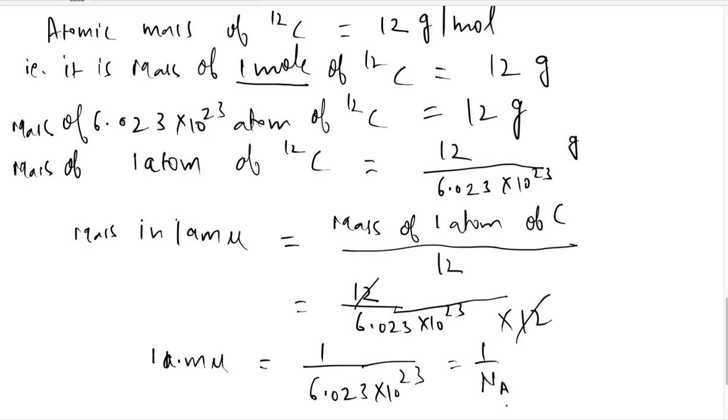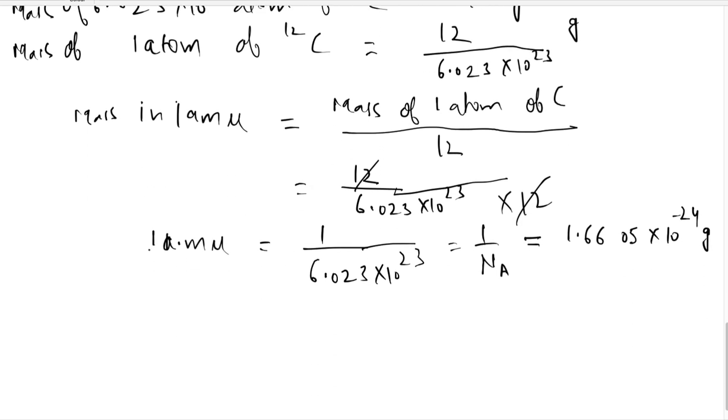It is the Avogadro number, I told you already. Okay, and if you want you can calculate this also. So this will be 1.6605 × 10^-24 gram. Okay, so if you are provided with the mass of any element or atom in terms of AMU, you can easily convert it into gram just by multiplying it by 1.6605 × 10^-24. So this is another important formula. All right.